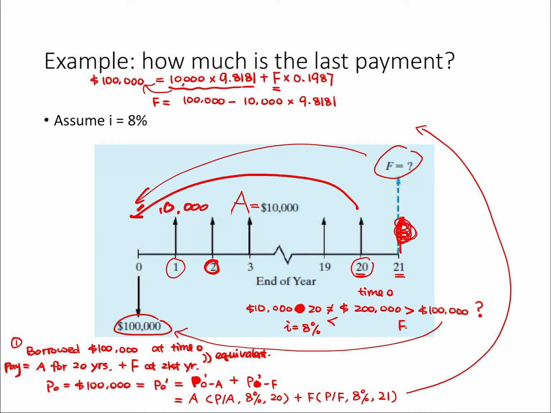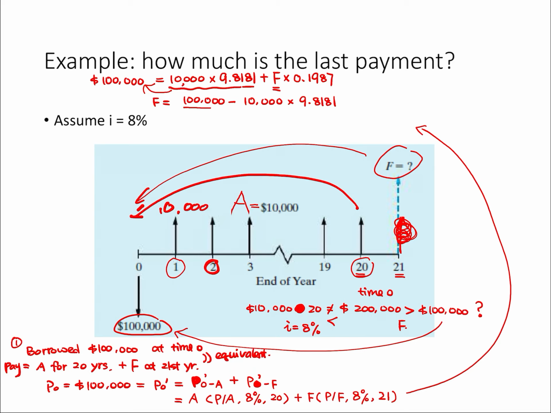And you see, it's not 10,000 times 20. It's 10,000 times just 9 point something. So all the cash flows in the future have to be discounted if you convert them back to the present. You know what I mean? So that's why even though you pay 10,000 for 20 times, you still don't pay off because there is interest rate, so everything got discounted. Your 10,000 after 5 years is not 10,000 at present. Okay, let's continue to calculate.